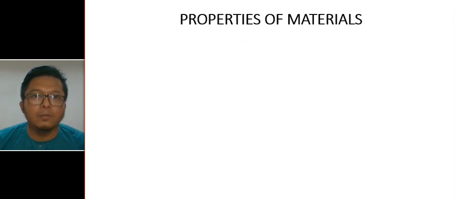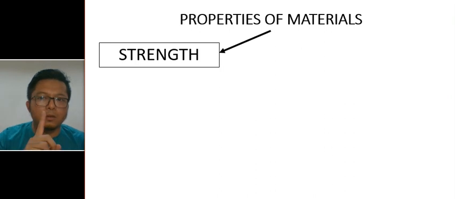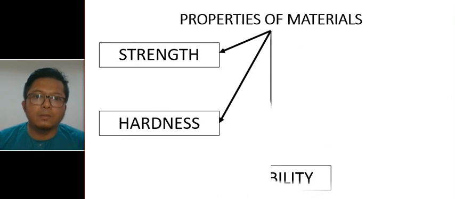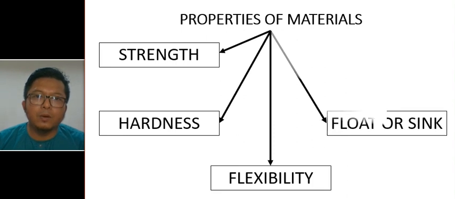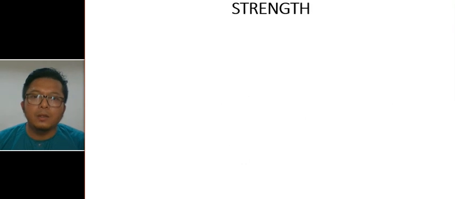Let's take a look. There are strength. One, strength. Hardness. Flexibility. Float or sink and solubility. Now the first property of material is strength.